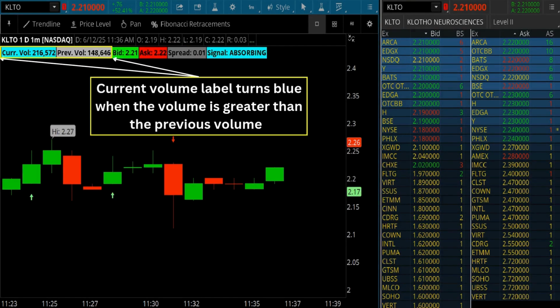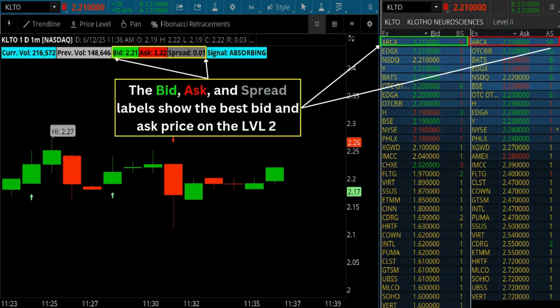The current and previous volume work together to show trading performance. If the current volume is less than the previous volume, then the current label remains white. Once the current volume is greater than the previous volume, then the volume is surging and the current volume label turns to blue. At the same time, the bid, ask and spread labels show the current price action and the spread between the bid and the ask.